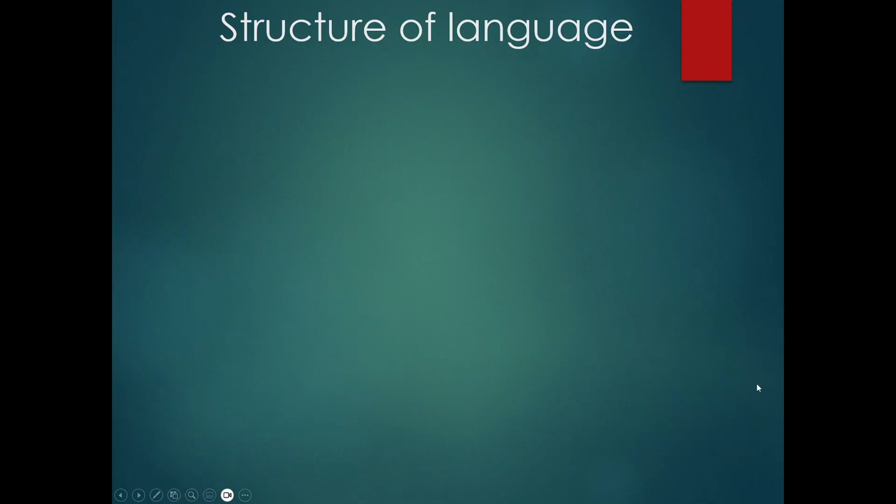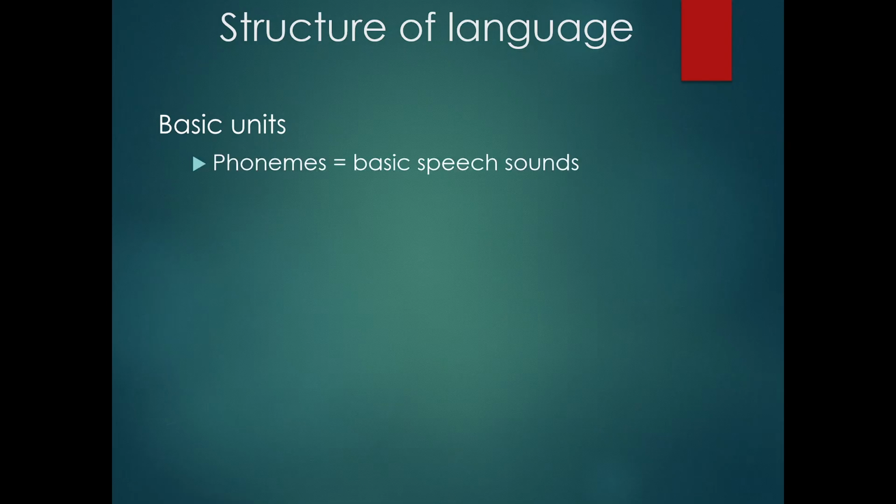Okay, so let me move on to the structure of language. All right, so the structure of language. So the basic units, I'm going to start at the smallest thing, and that would be phonemes. So let's break that word down. Phone means sound. That's why telephones are called phones, right? Because they conduct sound. So phone, and then eem means unit, and then s means to pluralize it, right? So you've got phonemes, the basic speech sounds. These are the basic sounds that are going to make up the language.